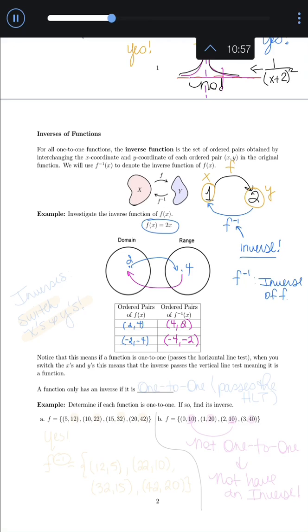So, a straightforward way of looking at inverses is that you're basically switching your x's and your y's. So for inverses, switch your x's and y's.